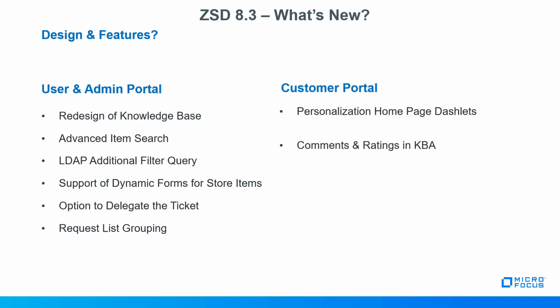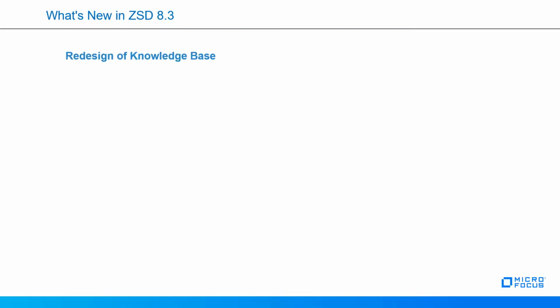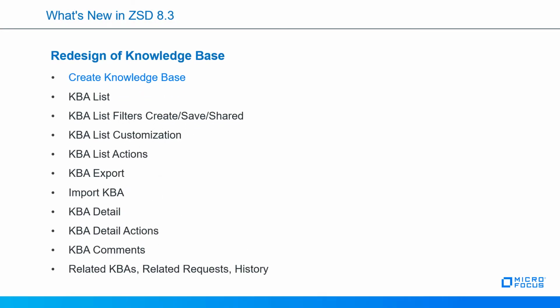In the customer portal, your customers can now enjoy some personalization by moving around their home page dashlets. They also can put in comments and ratings in the knowledge documents. And we'll mention many other enhancements and fixes, including customer requests and backlog defects. Let's start with the knowledge base, where we did most of the modernization in this version. We'll start with creating a knowledge base document.